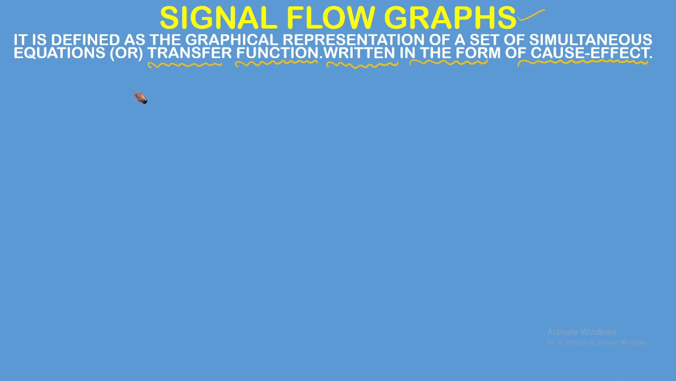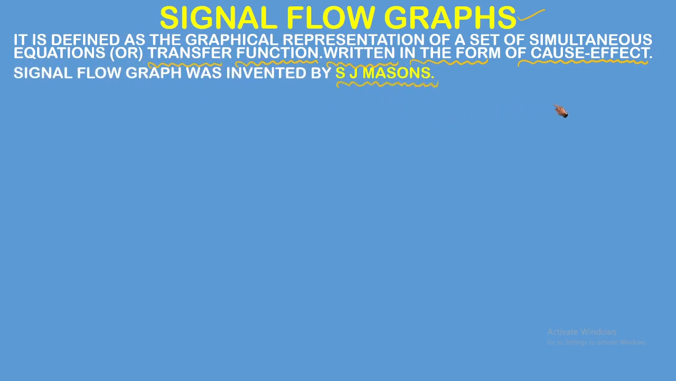So let us see, this method was invented by S.J. Mason. He has derived the formula to determine the transfer function. So he determined how to find the transfer function formula, and that is called Mason's gain formula. From that formula you are going to derive the transfer function of the system.